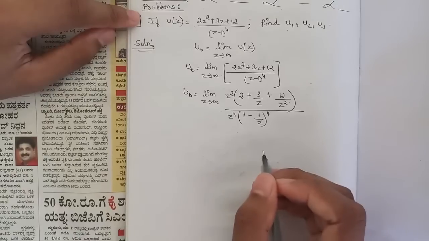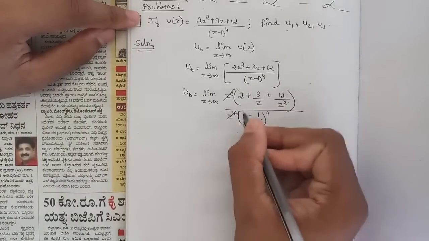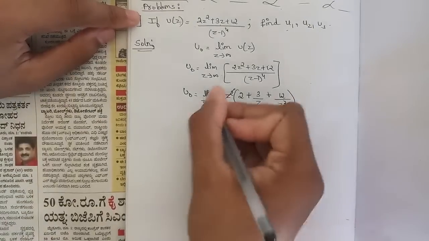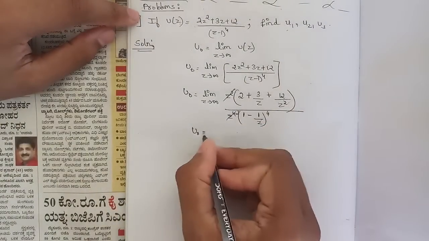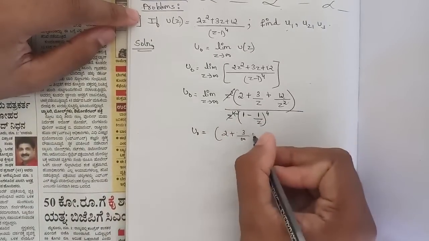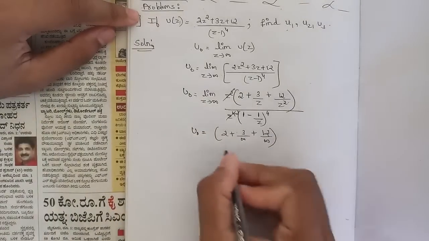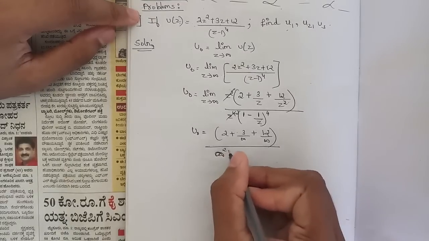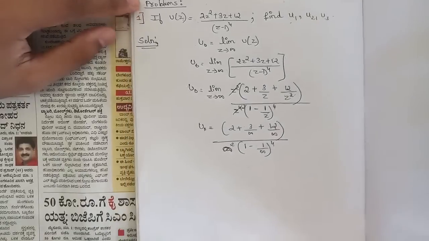Okay, so now we can cancel this z square and z square, since here z square would remain. So finally let's apply the limit, that is z tending to infinity. This becomes 0, so 2 plus 3 by infinity plus 12 by infinity square, divided by z square, that is infinity square, into 1 minus 1 by infinity whole to the power 4.